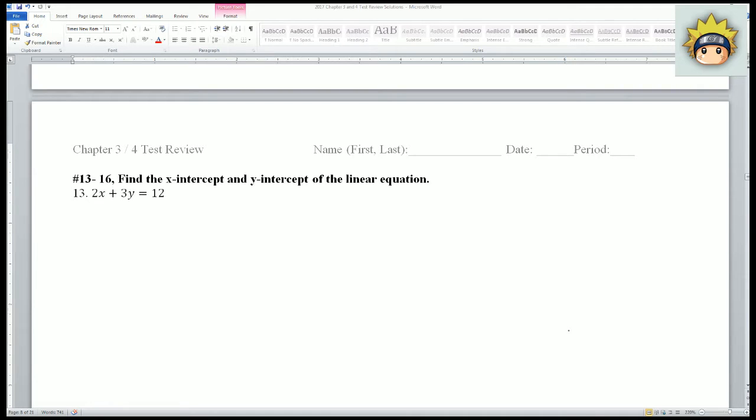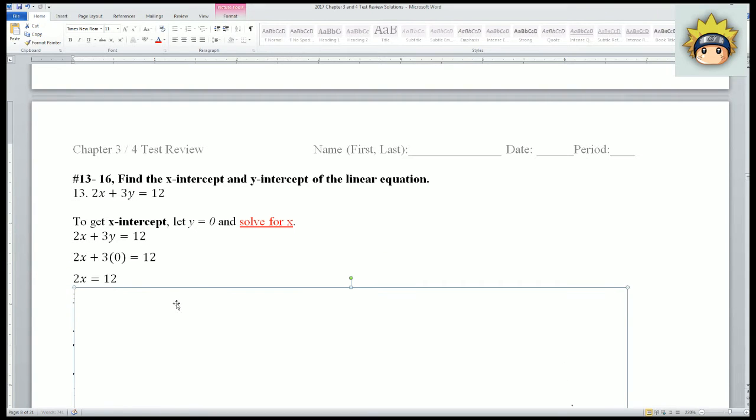13, 14, 15, and 16 are linear equations. We have to find the x-intercept and the y-intercept, okay? We can't graph it, right? Unless some of you can graph it and try to get the x-intercept or y-intercept that way. This way, we want to apply what we learn in questions 9 through 12 to help us, okay?